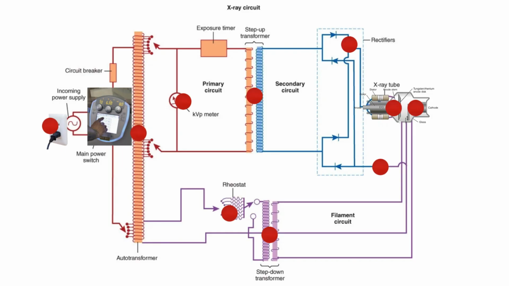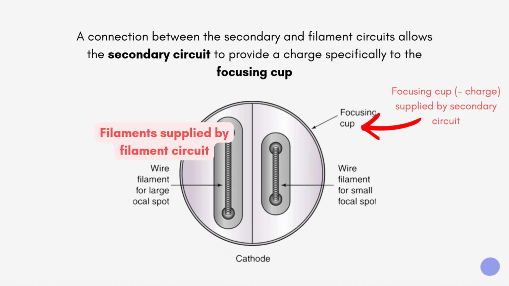All right, so if you were to come back here and find, well, let's click on this one first. And we'll see that there's a little connection there in the circuit. That little connection between the secondary and filament circuits allows the secondary circuit to provide a charge specifically for the focusing cup. And that's the only part of the cathode that the secondary circuit plays a part in. So the focusing cup, just this ring, around the filaments, is supplied with a negative charge by the secondary circuit. I've seen that as a registry review question in addition to other things we're talking about. So I wanted to make sure and make that clear.